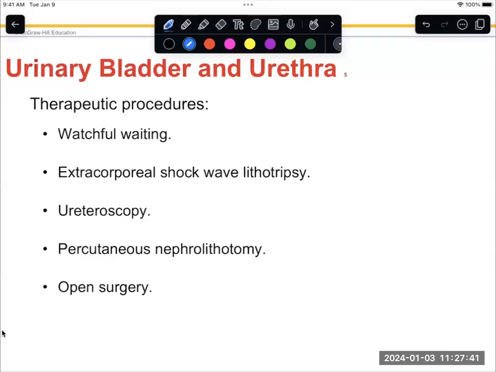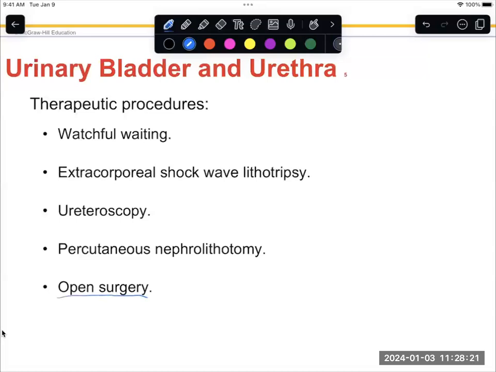Ureteroscopy. A small little ureteroscope is passed through the urethra and the bladder into a ureter. Devices can be passed through that endoscope to remove the fragments of the stone. Percutaneous nephrolithotomy. A nephroscope is inserted through the skin and into the kidney to locate and remove a stone. Then there's open surgery. The incision is made to expose the ureter and remove the stone. But this is rarely done.